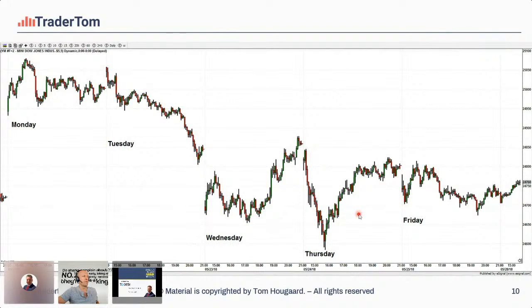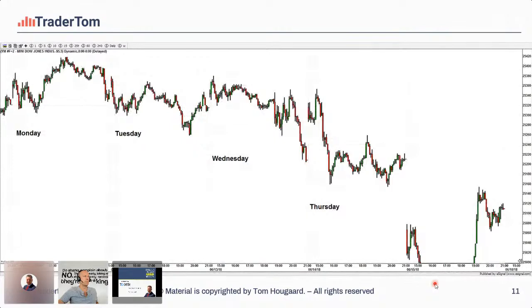Let's take another example. Here's another example. Here's Monday. Notice how Tuesday and Wednesday are lower than this high set on Monday. And this is a 5-minute chart in the Dow Jones Index. And then we come over to Thursday, and Thursday gaps up, sells into a double top, and then makes a new low below the Wednesday low.